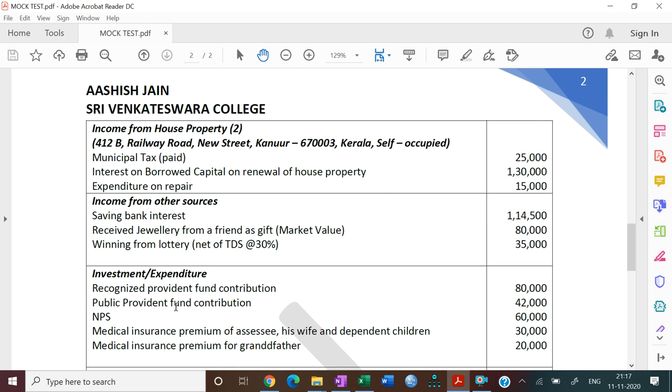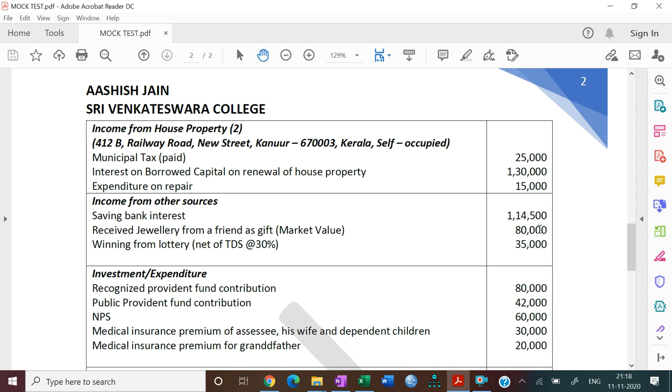Received jewelry from a friend as a gift, market value 80,000. Now, as you know very well, if any assessee receives any kind of movable property without any consideration from a non-relative, and its market value is more than 50,000, then the entire amount will be taxable in the hands of the assessee, which means this 80,000 will be taxable in the hands of the assessee.